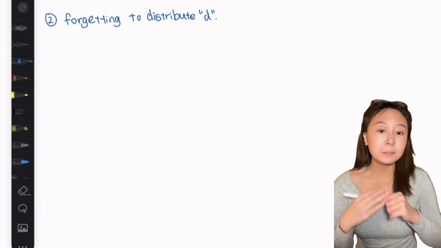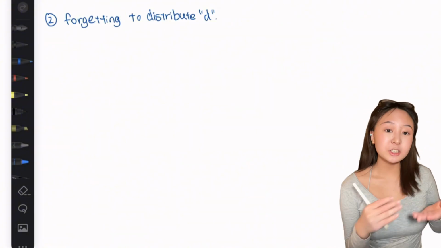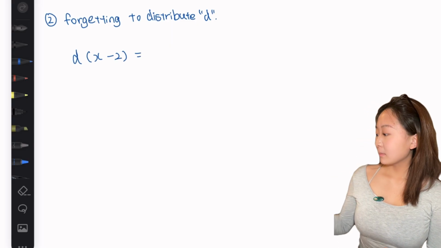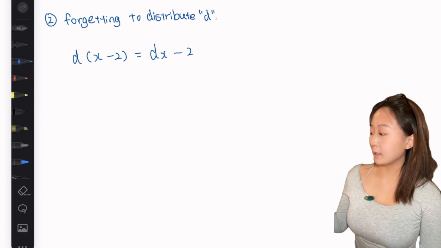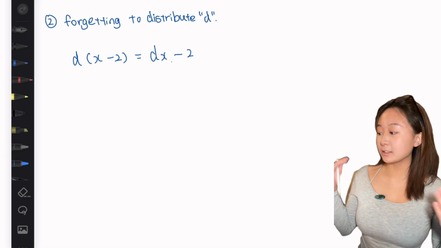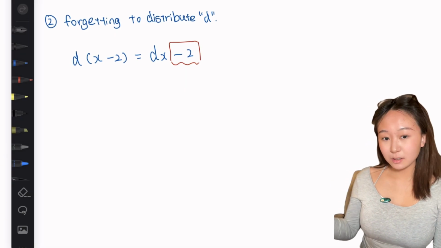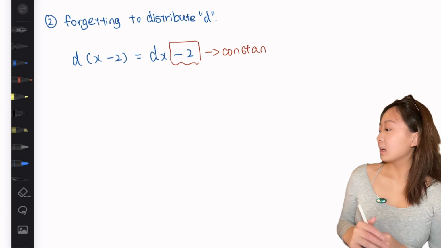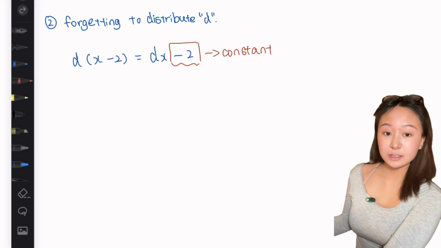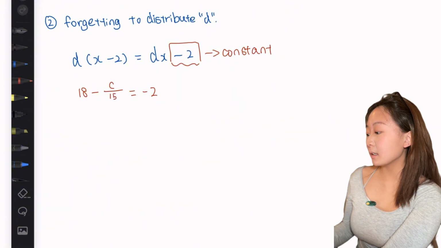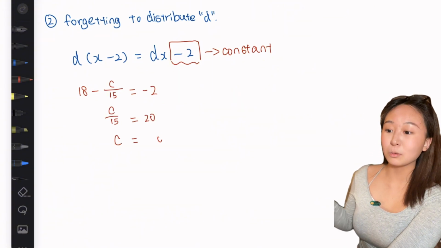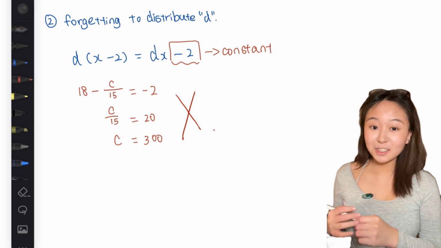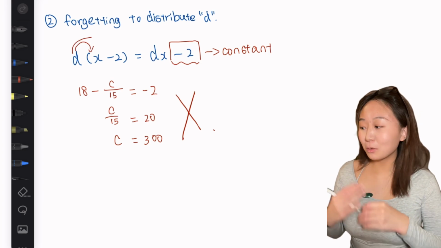Distributing means multiplying d by each term inside the parentheses. And here's a wrong example, because I forgot to distribute d. So I got dx minus 2, and minus 2 is the constant instead of minus 2d. So as a result, I would get c equals 300, which is incorrect. And those small errors actually cost points. So watch out for them.